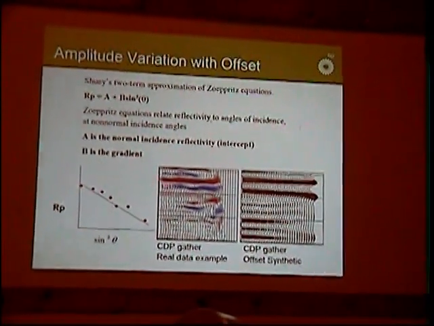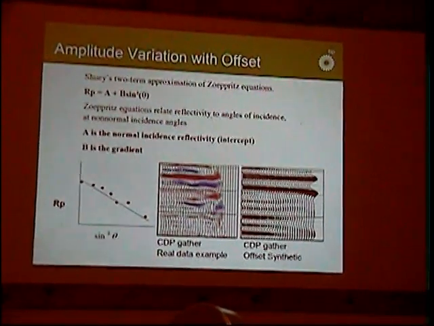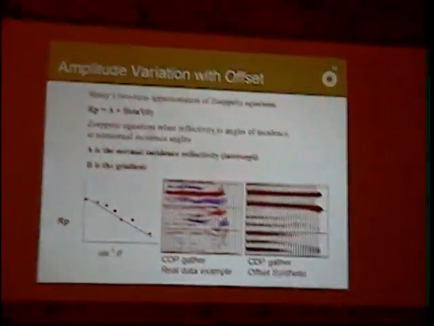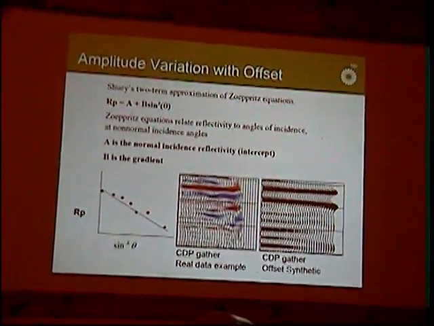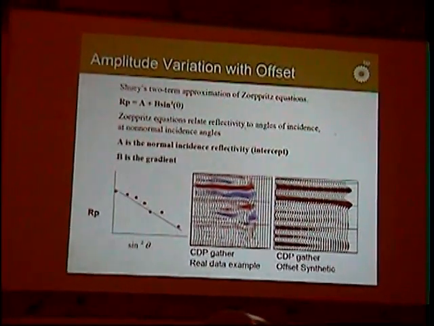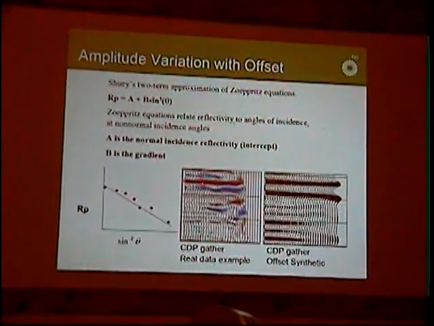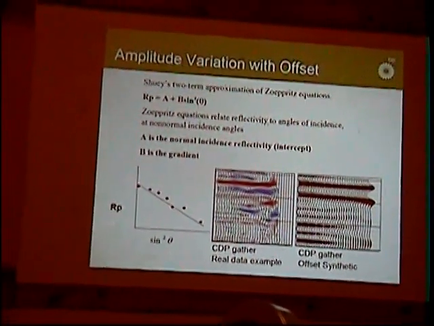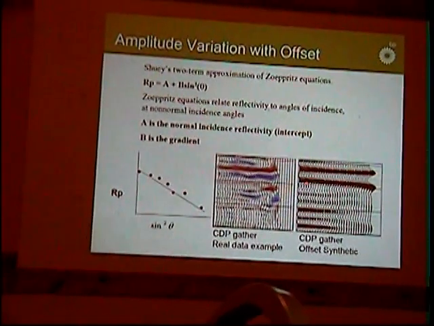So in this case, you're starting off fairly bright. It's a negative impedance contrast, or you're going from something that's higher acoustic impedance to something that's lower. And if you look at it carefully, it's real data, so you have to look carefully. I'm actually becoming more negative as I increase that angle. You can see it on the synthetic data also.